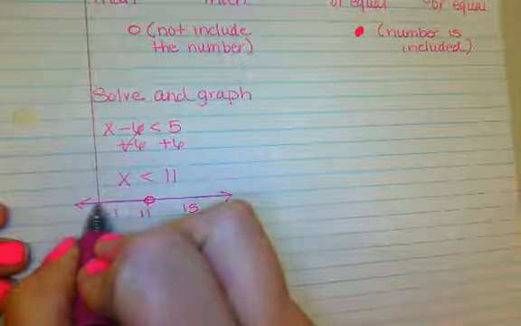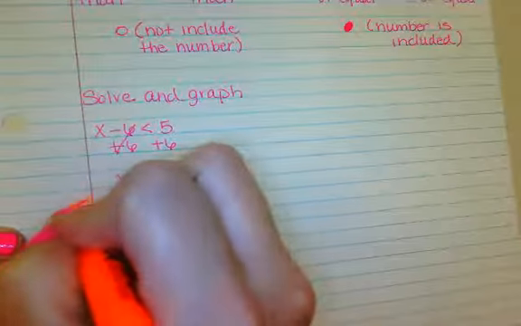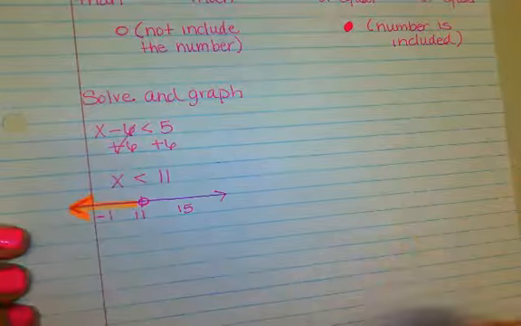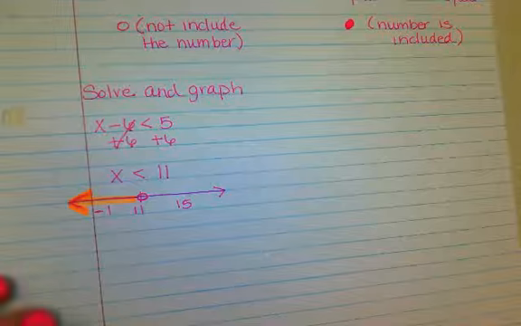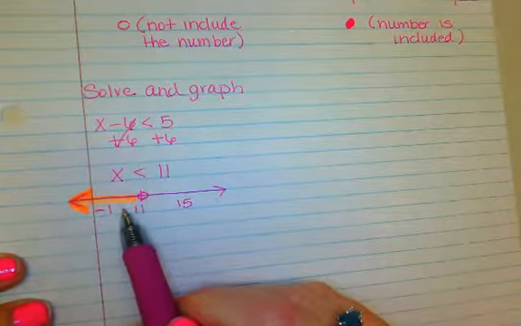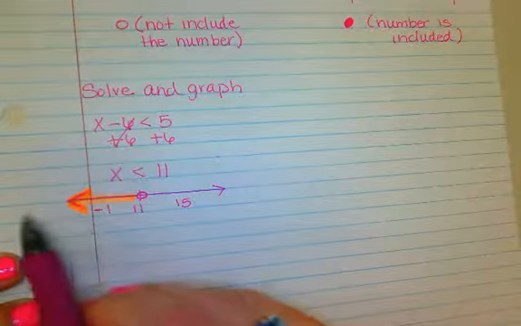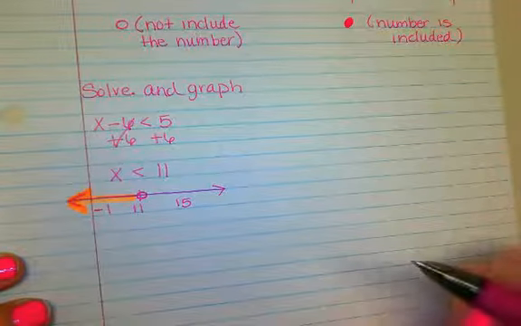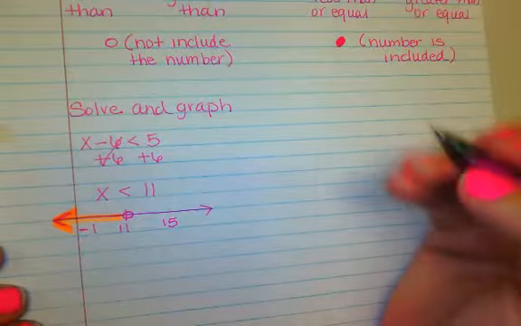So I have a little highlighter so you can see it better. So we would go this way, because that would include all numbers that are less than 11. 10, 9, 8, 7, 6, 5, 4, all the way to infinity. Okay, so let's move on to the next one.